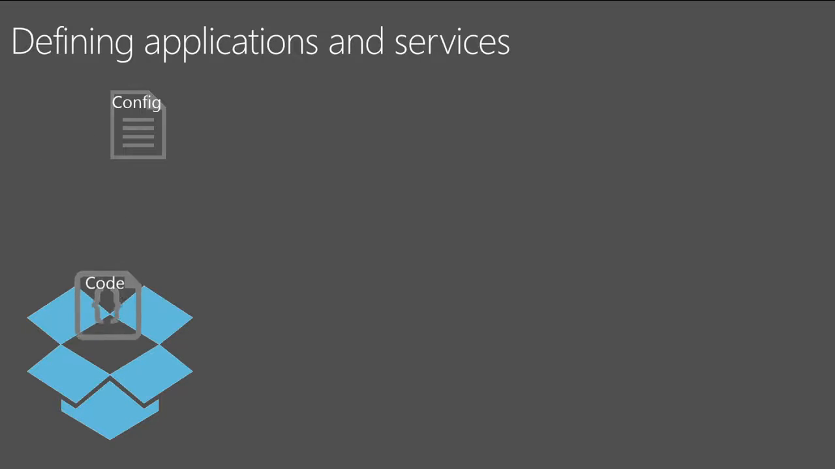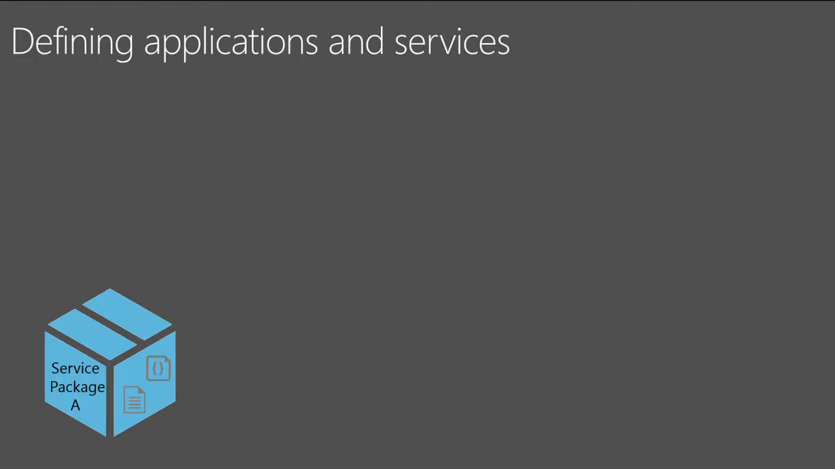Now let's talk about applications and services. Azure Service Fabric supports creation of both stateless and stateful applications. So what does a service contain? Each service contains code and associated configuration to form a service package. Each service package defines the service type and is the unit of deployment and activation.